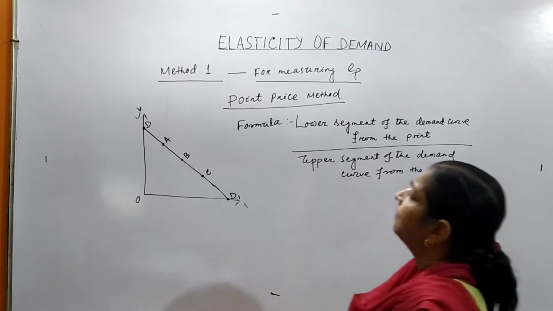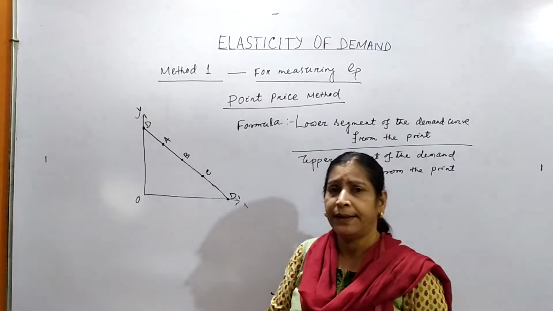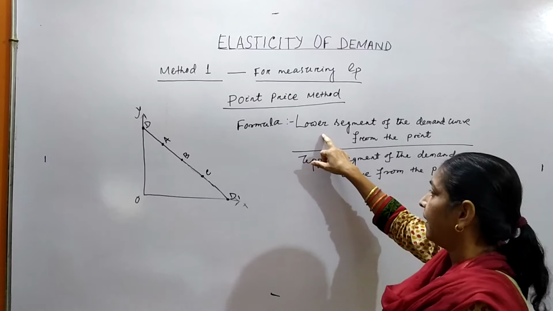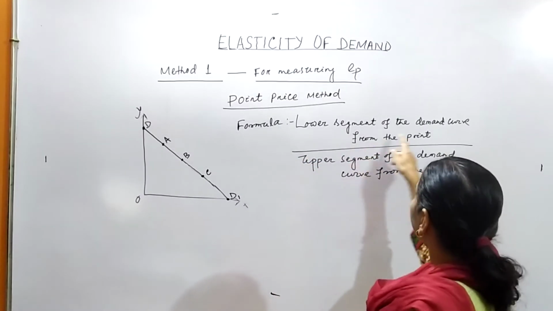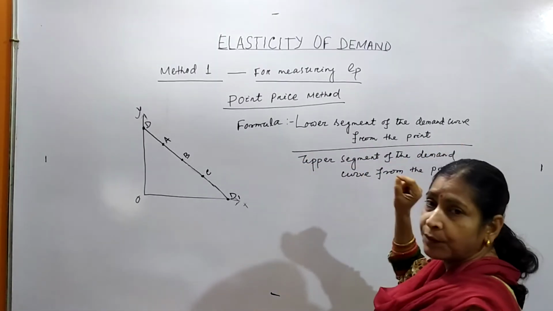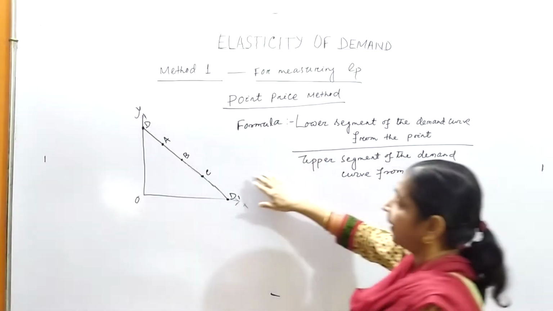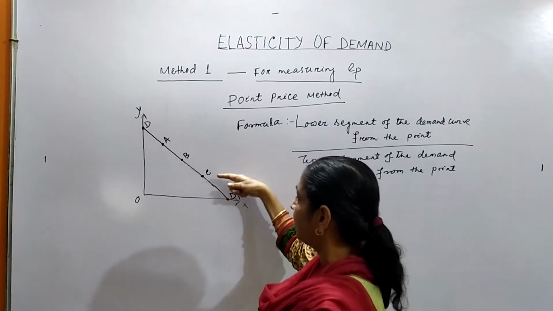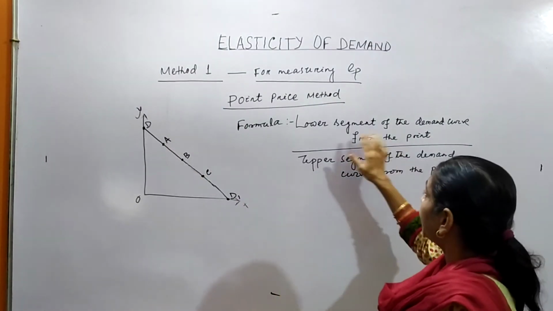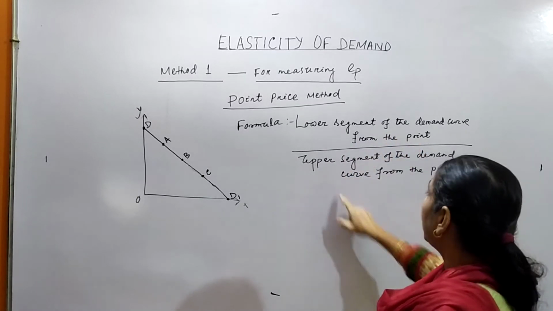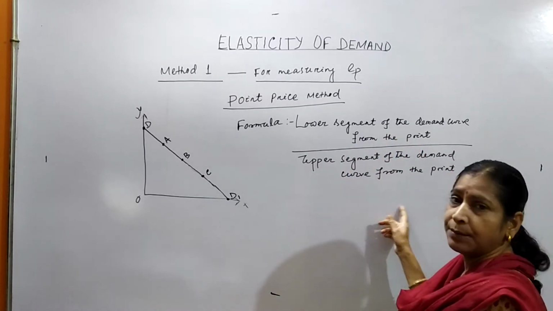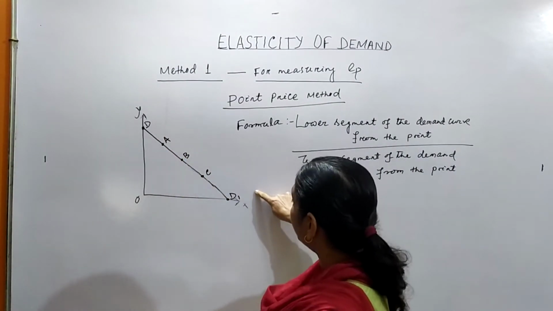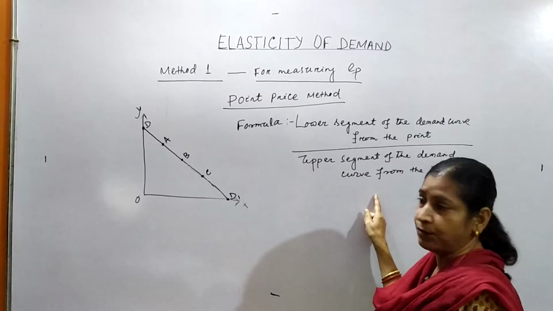How will we calculate price elasticity at a particular point on a straight line downward sloping demand curve? This formula is applicable for this method. Lower segment of the demand curve from the particular point, whichever point is taken into account. Suppose we have taken point D or point A or point B or C or D1. From that point, divided by the upper segment of the demand curve from that point. Now we will see the value of elasticity at this particular point by applying the above formula.